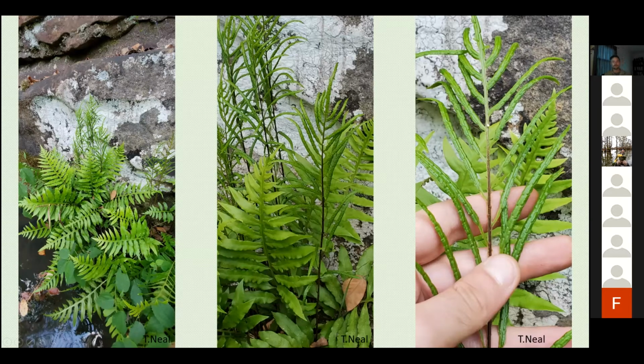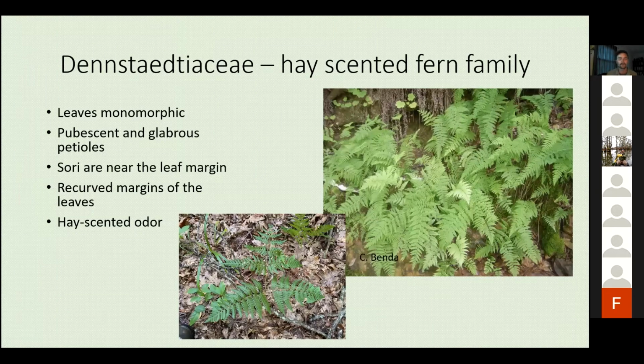We have the hay-scented fern family. So that was our representative from that Blechnaceae family. And now we're moving into the Dennstaedtiaceae family, the hay-scented fern family. So just looking at it from a family perspective, the leaves are monomorphic. They have one form. They have pubescent and glabrous petioles. The sori are near the leaf margins, and these margins are recurved. So usually the sori are completely curved over by that leaf margin. We also notice that there's a hay-scented odor that comes from these plants when they're crushed.